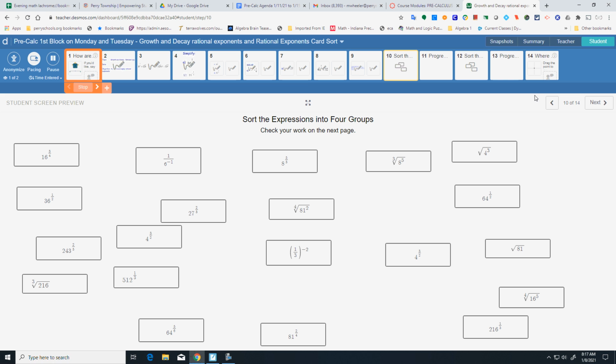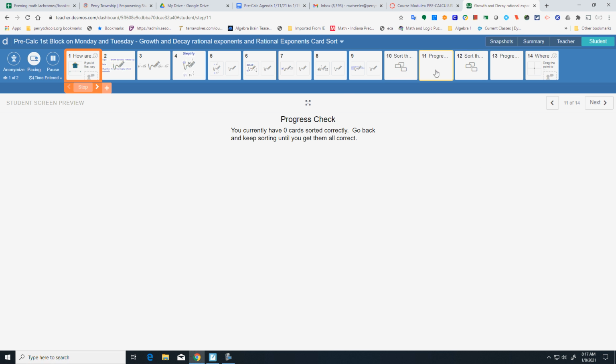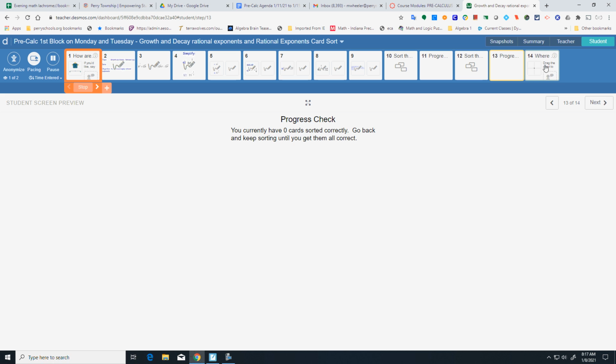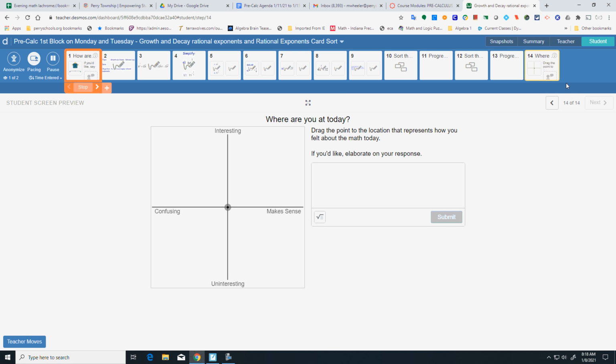All right, there is a card sort. I'm not going to go through that. I think you can handle that on your own. You can check your progress on the next screen, and then there's a second one for you to work on. And then at the end, think about how well you understand this material, and does it make sense? Did you like it? And go from there. All right, enjoy.